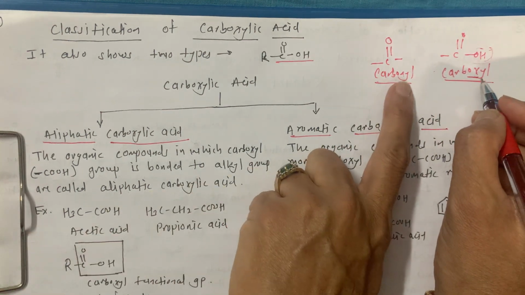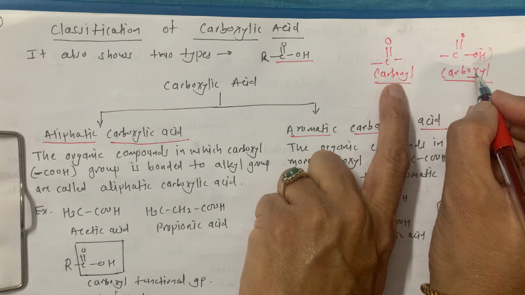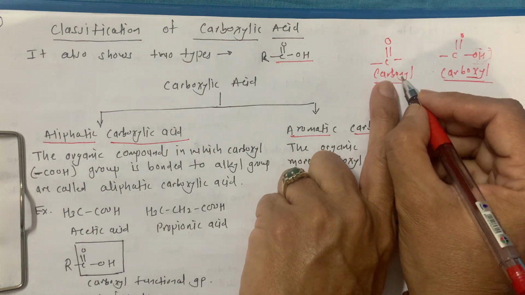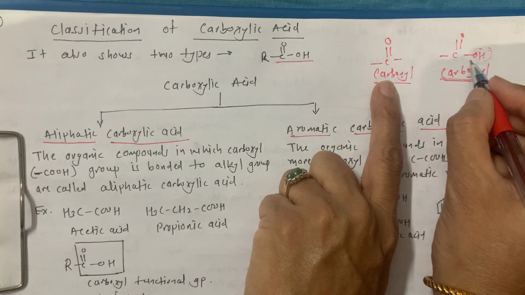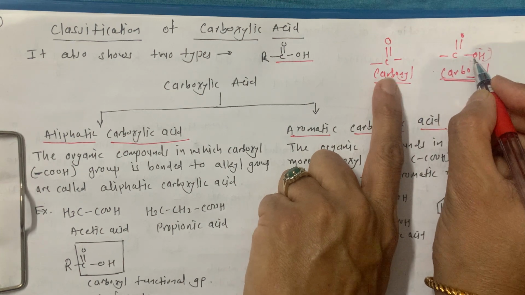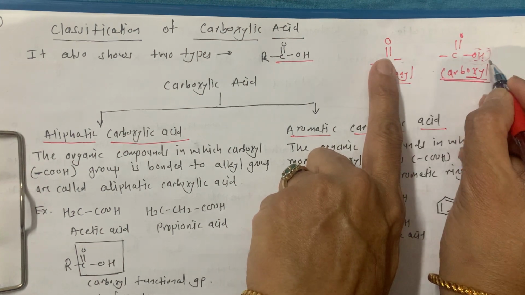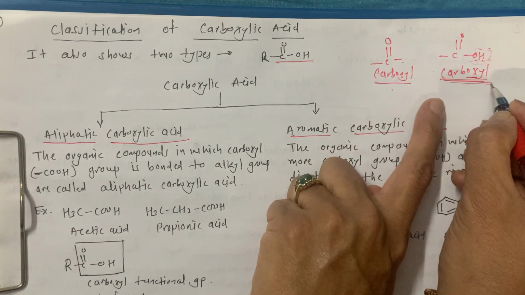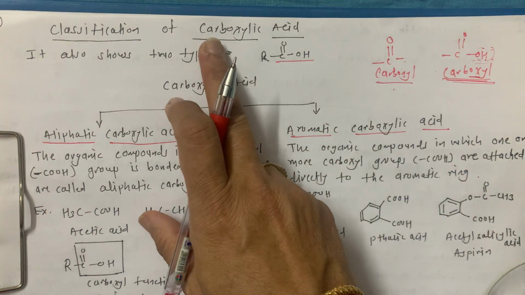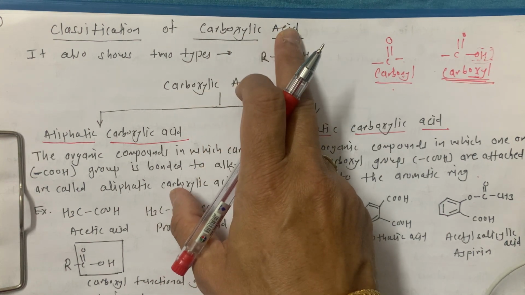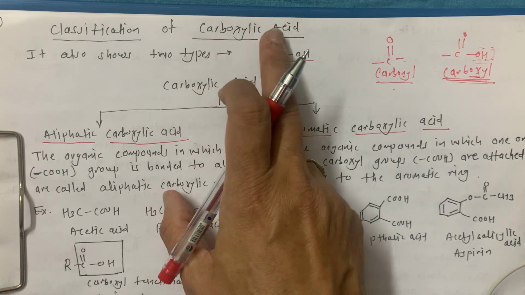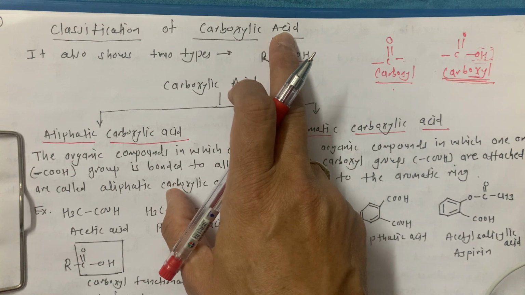We add here O and we remove the dash from here, and this becomes carboxyl. Along with it we add OH. This is known as carboxyl, and that's why organic acids are known as carboxylic acids.